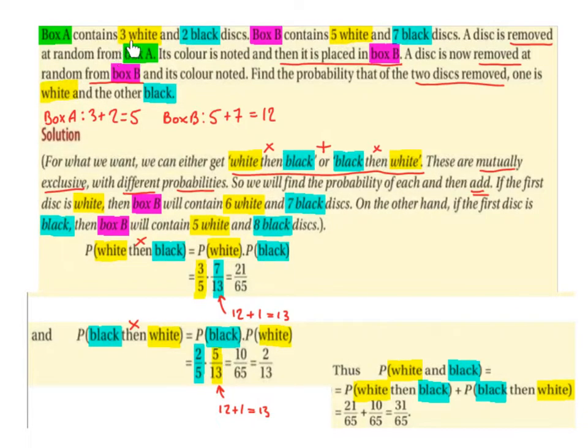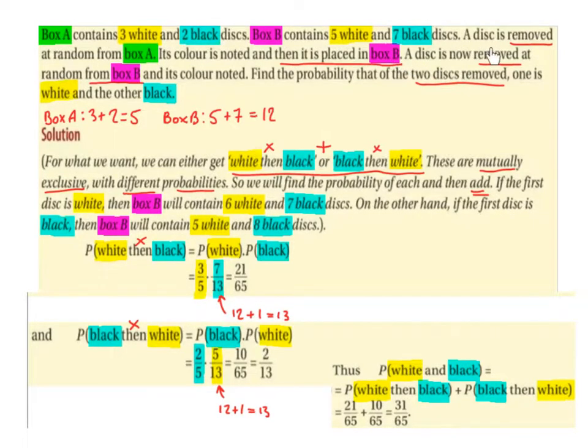Box A contains 3 white and 2 black discs. Box B contains 5 white and 7 black discs. A disc is removed at random from box A. Its colour is noted and then it is placed in box B.